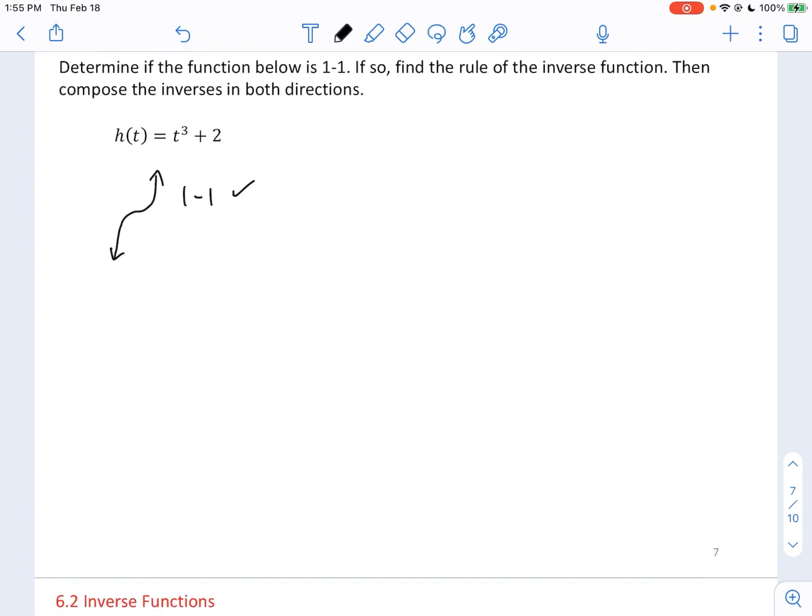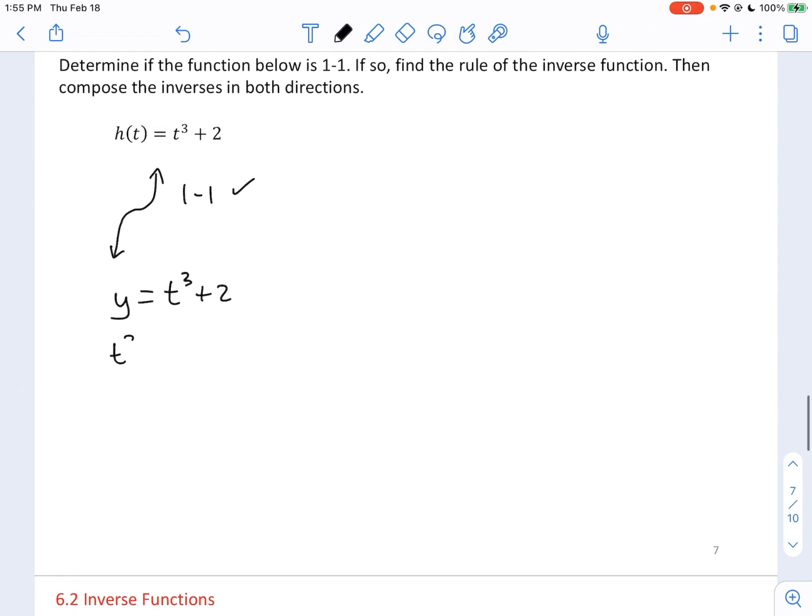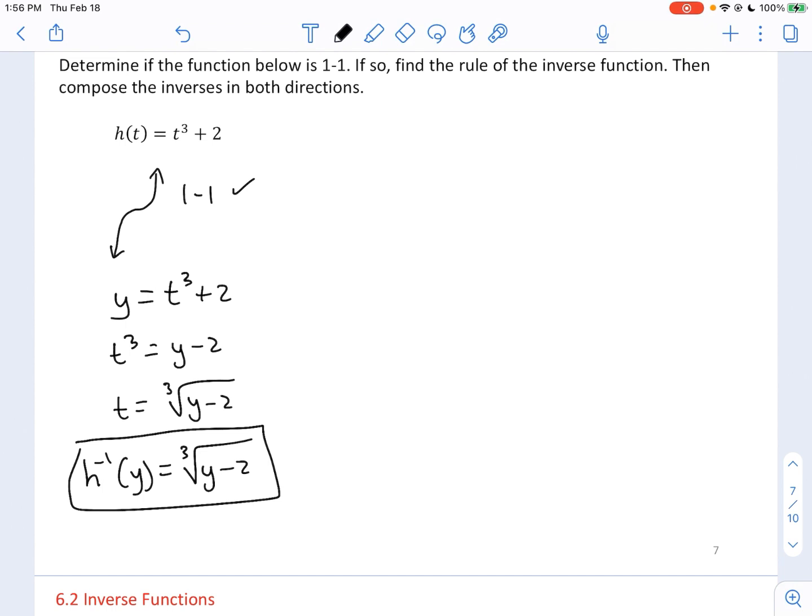Okay, so we change the h of t to a y, so y is equal to t cubed plus 2, and then solve for t. So subtract 2, so you have t cubed equals y minus 2, and then cube root. t is equal to the cube root of y minus 2. And this is our inverse function. h inverse of y is equal to cube root of y minus 2. Now we do the compositions.